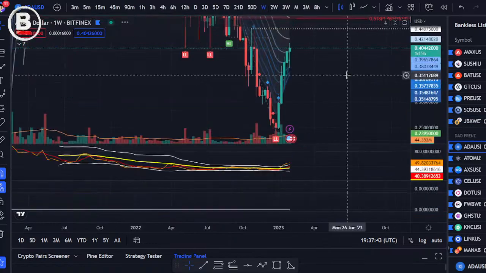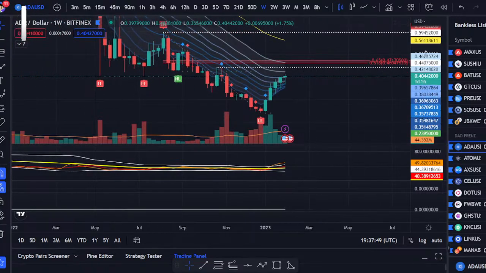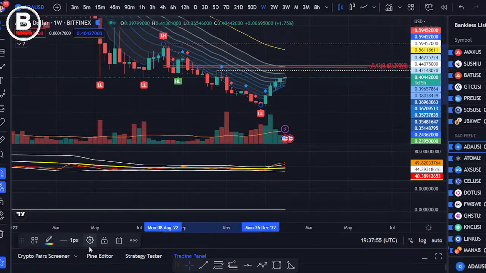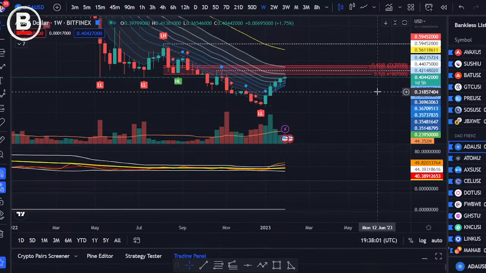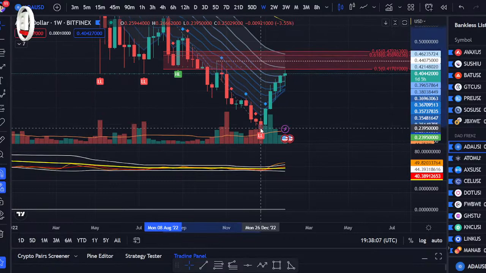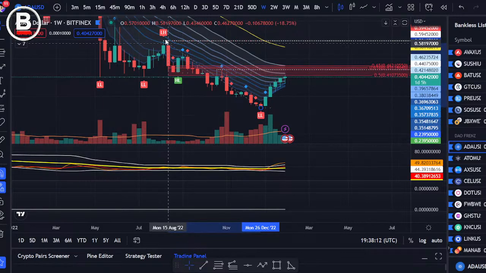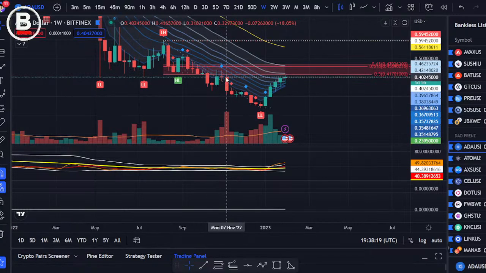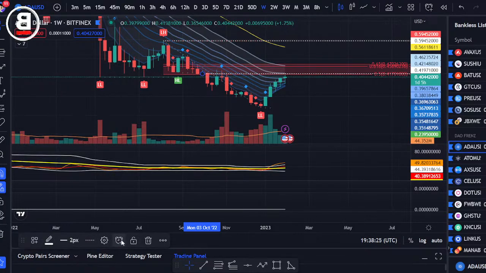We have Cardano on the weekly. Nice little rally. Coming up into resistance for sure. Let's try the 0.5, see what that looks like as well. See, it's just about where we're at. This is exactly where we are at. So we want to close above this on Cardano.